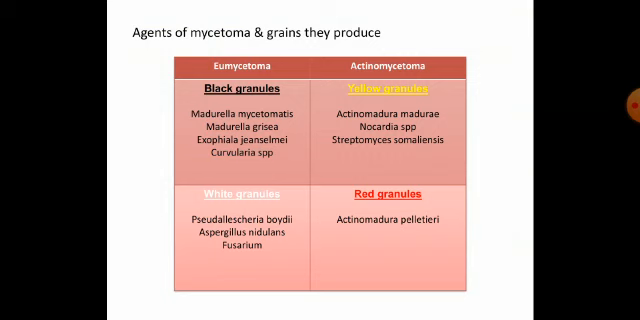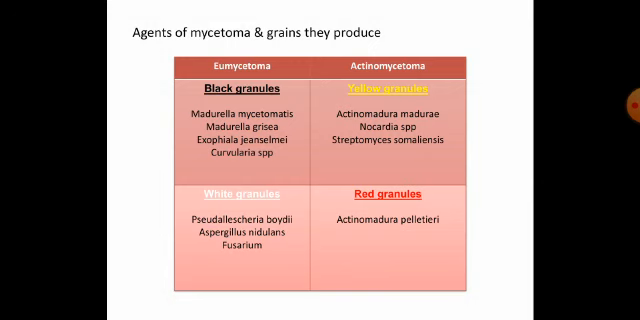Black granules are produced by these fungi: Madurella mycetomatis, Madurella grisea, Exophiala jeanselmei, and the Curvularia species. Similarly, the fungi which produce white granules are Pseudallescheria boydii, Aspergillus nidulans, and Fusarium. These were the fungi known to cause eumycetoma.